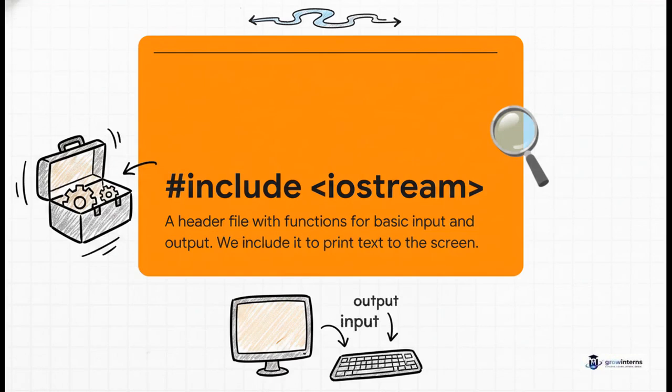First up, that #include <iostream> line. The easiest way to think about this is that you're telling your program, hey, I need to use a standard toolkit, specifically the input-output stream toolkit. This little line is what gives us the power to do things like, well, print text to the screen. Without it, the computer wouldn't know how.